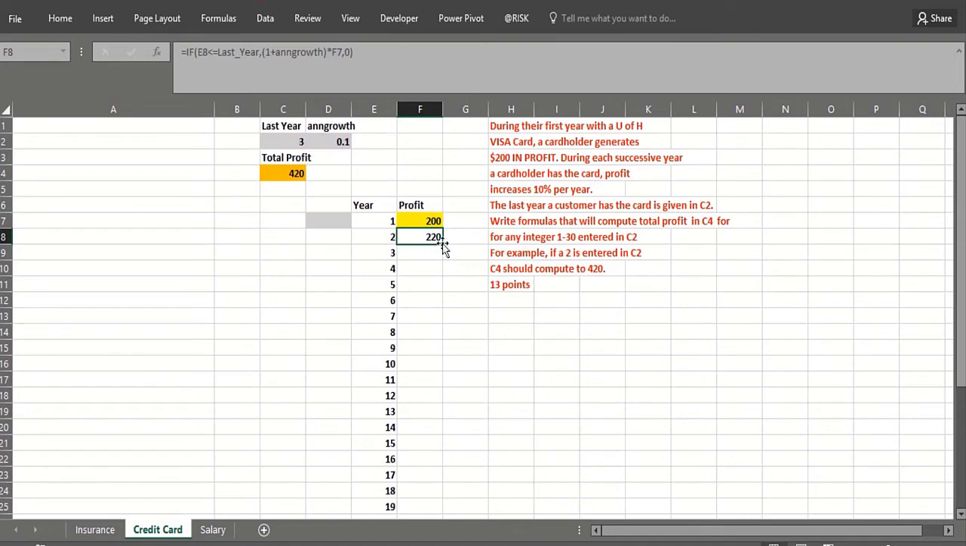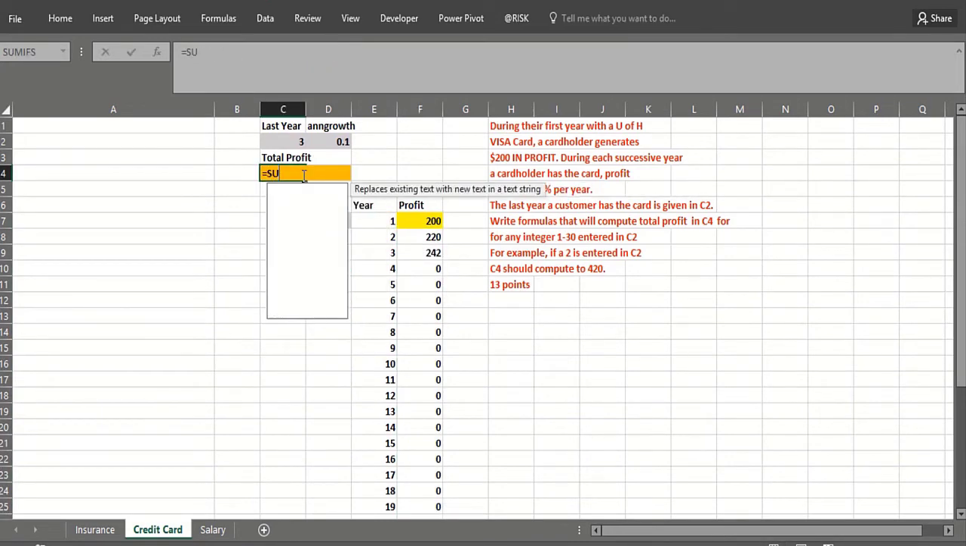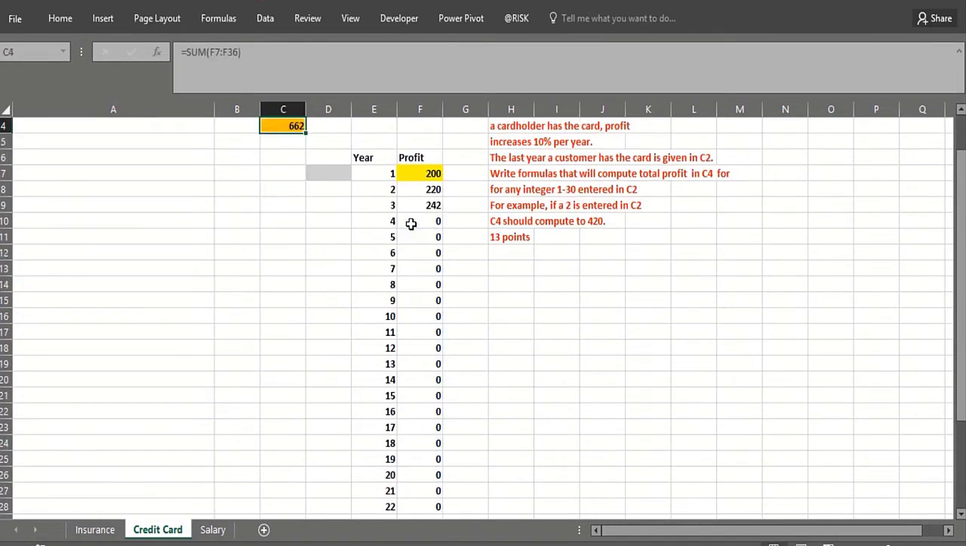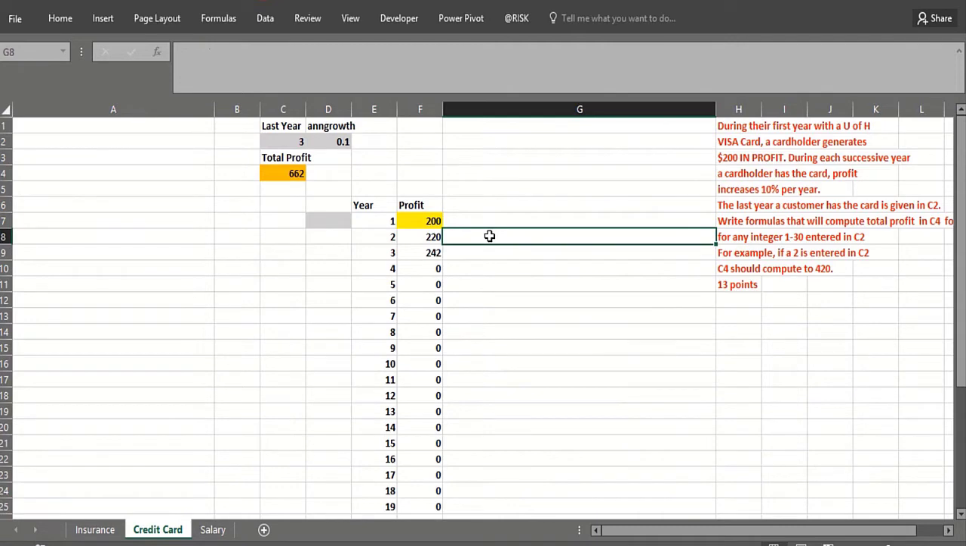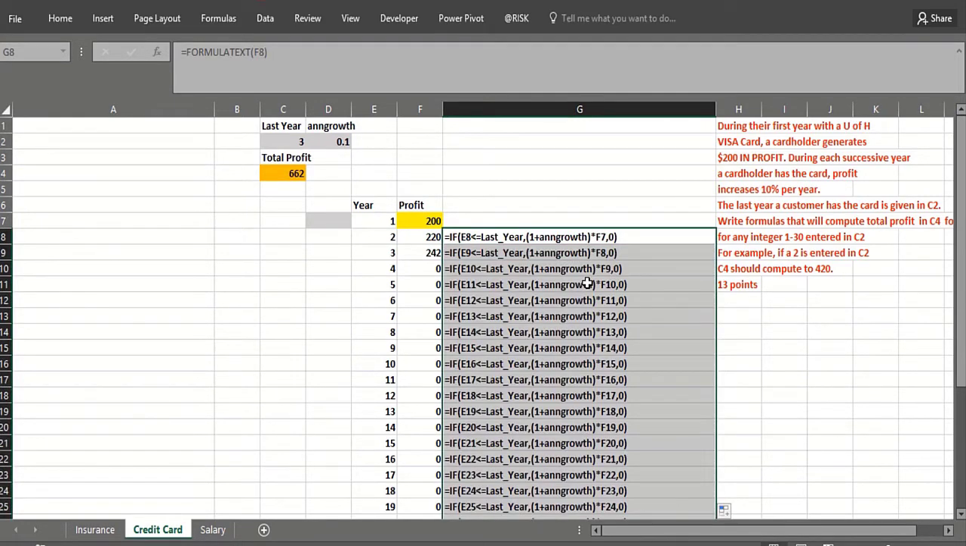Double click and copy that down, and then your total profit, you just add up this column. And you can check that this works by looking at some special cases. So if I have this customer for 2 years, I would earn 200 plus 220. 3 years, I'd have 200 plus 220 plus 242, which would be 662. And so that works fine. And then if I want to see the formula for that, so in other words, each year you're with me, I get 10% more money, otherwise I get nothing.